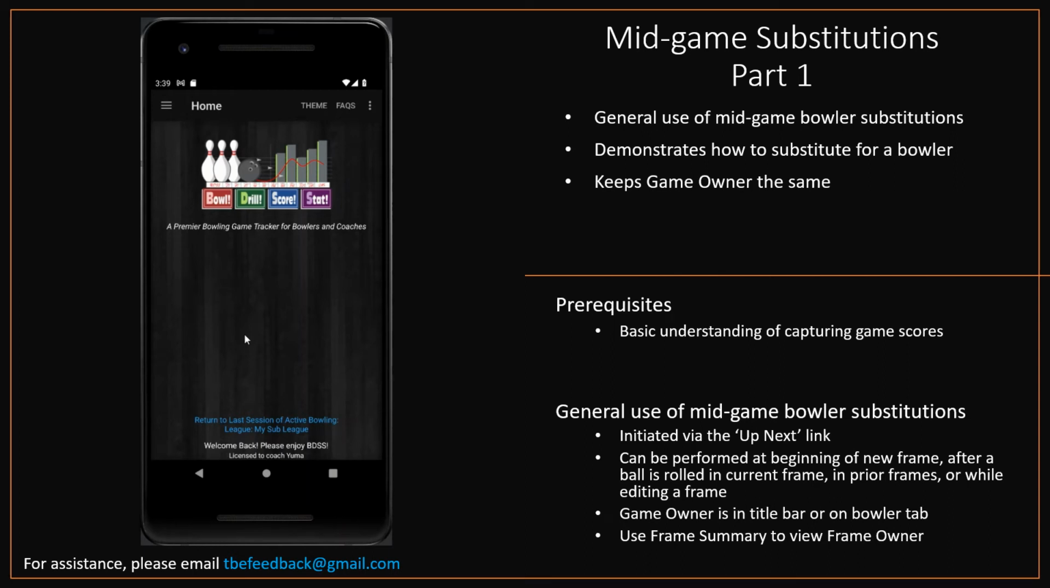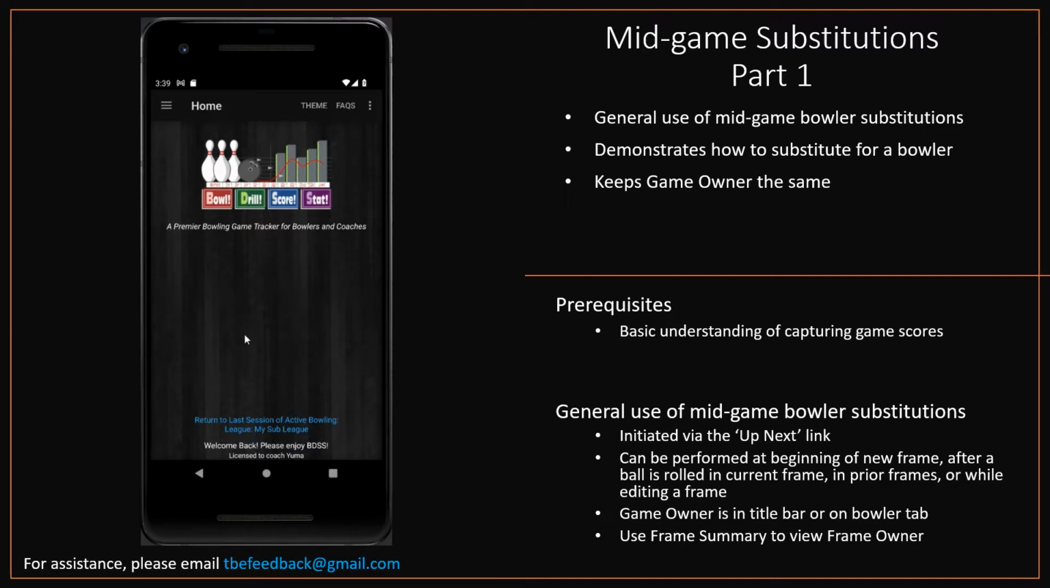In this video, I'm going to walk you through the mid-game bowler substitution process in BDSS. A mid-game substitute is when a bowler starts a game of bowling, maybe they roll the first 3 or 4 frames, but then is replaced by another bowler. For example, a coach in a tournament may decide that the initial bowler is not doing well and wants to replace that bowler with a new bowler. So this means it's going to take more than one bowler to complete a single game.